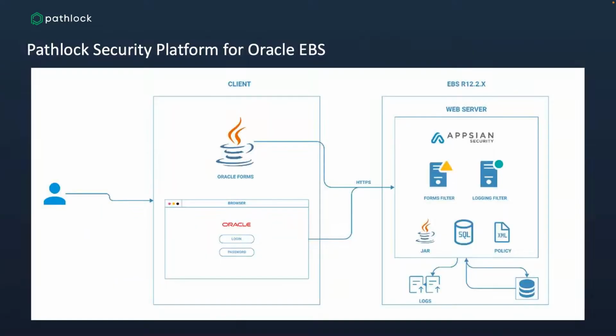When we look at the security platform, what we have is a plugin that sits inside of the EBS web server. I do want to call out, from a support perspective, the version of EBS that we're working with. That would be EBS R12.2.x. So that's the version that we can support, anything over 12.2 for single sign-on. Inside of the web server, there is a plugin that gets installed, and that plugin is going to be the one that, through our security platform, communicates back to the identity provider.